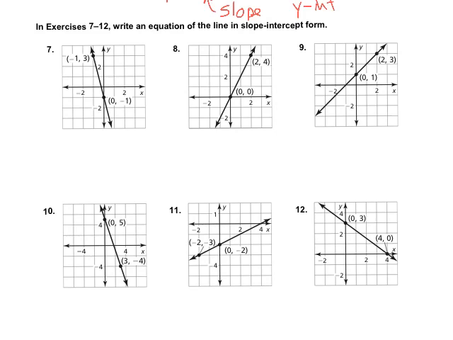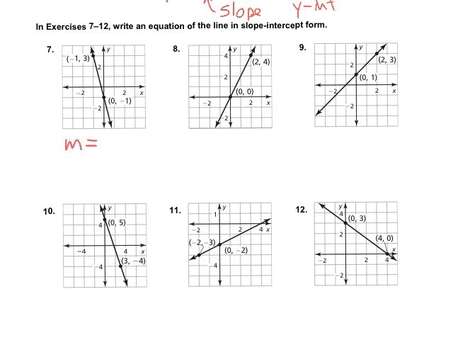So work together in your groups. I want you guys to write your equations for 7 through 12. I would highly suggest you organize your problem this way. Go through together in your group and say, okay, all right, guys, what's my m?